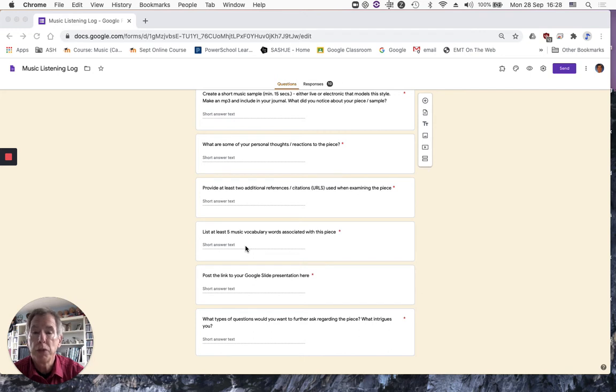So after they do the reading, they need to make a Google Slides presentation and share it with the class. Here again, they're in charge of the research. They're in charge of trying to find out the background and the characteristics of the piece. They're in charge of delivering the knowledge that they have about this piece to the class. They take ownership of that.